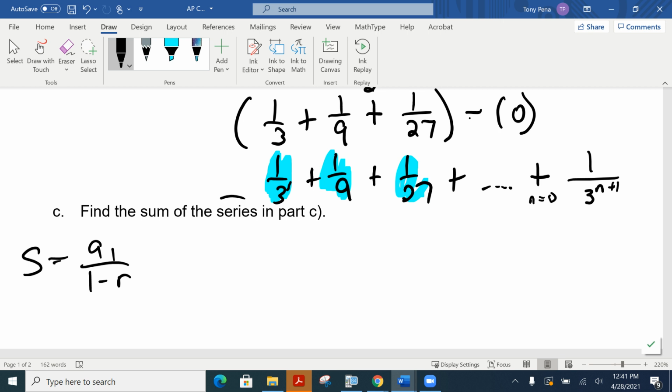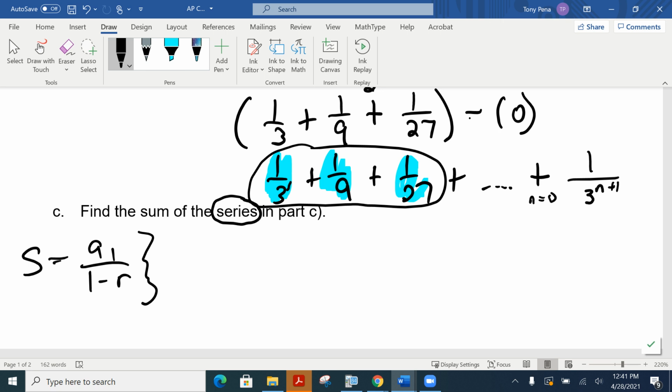All right, a sub 1 over 1 minus r. The reason we're finding all of them, it wants the sum of the series. So don't just add up these 3 terms that we just found right here. We want the sum of all of them. And that's this little guy right there.